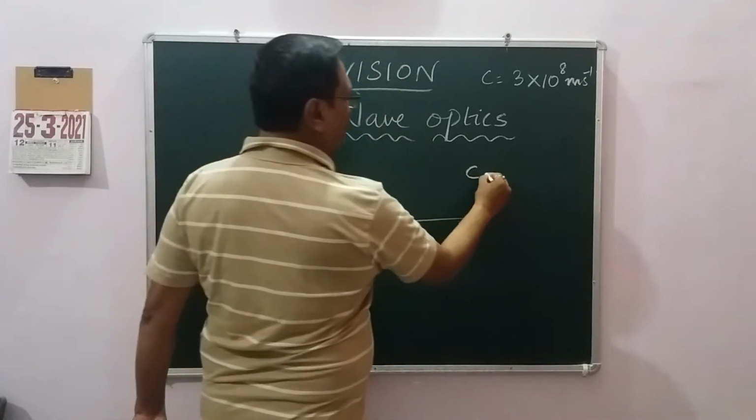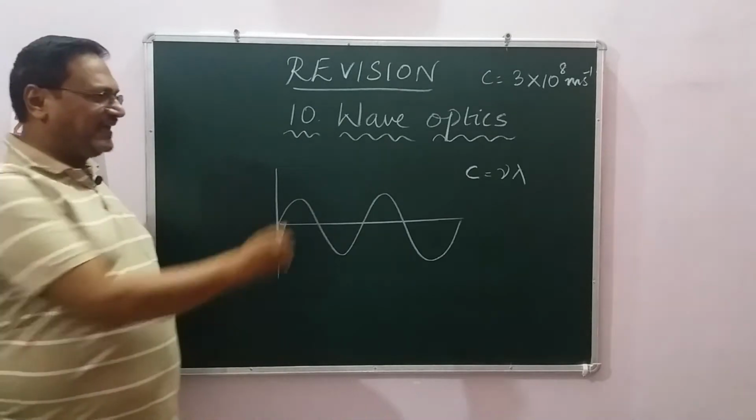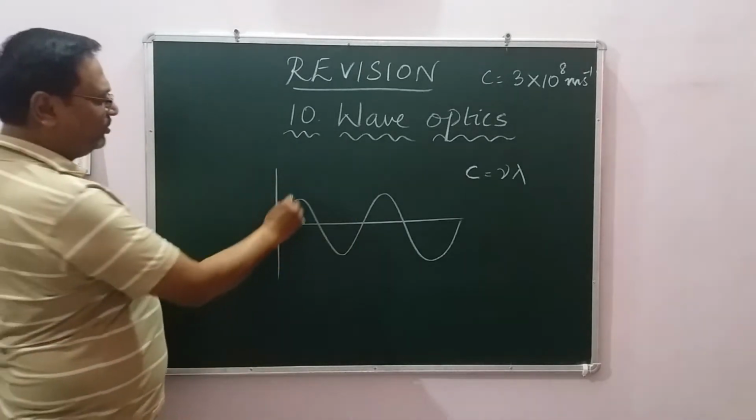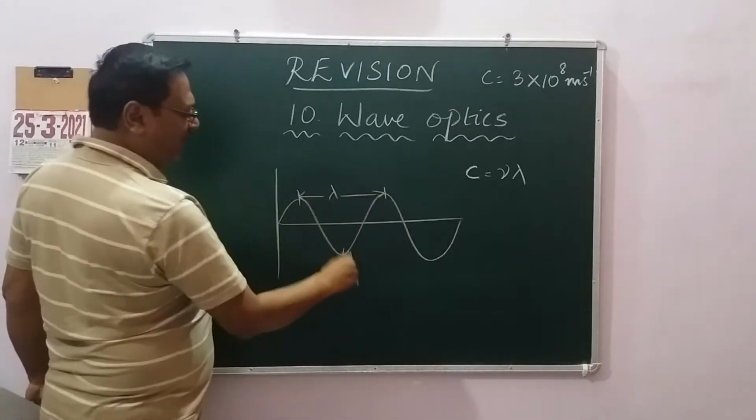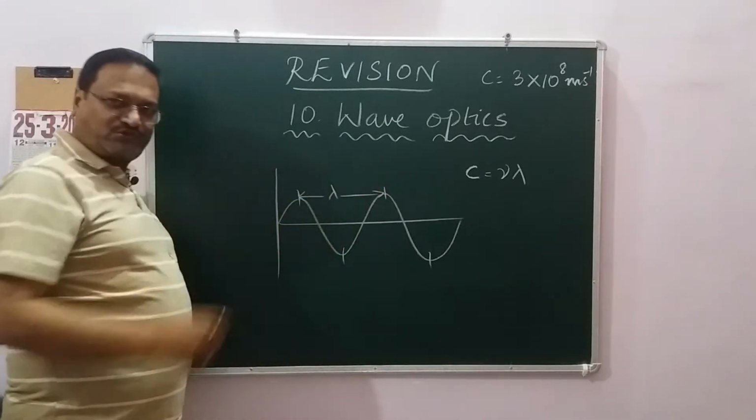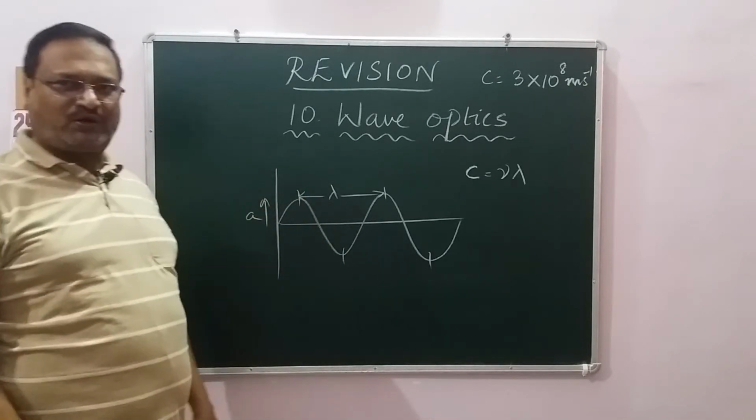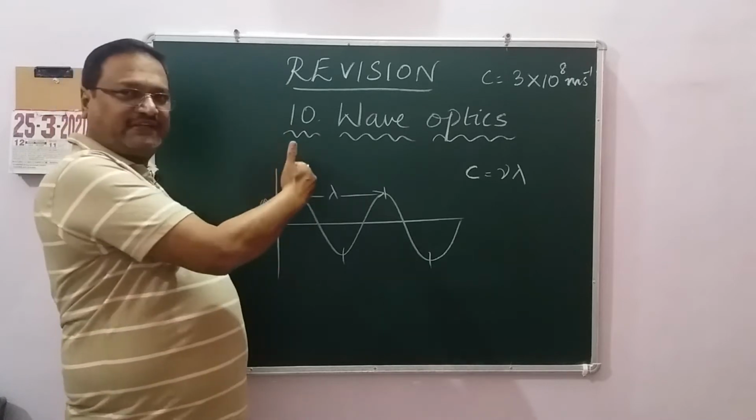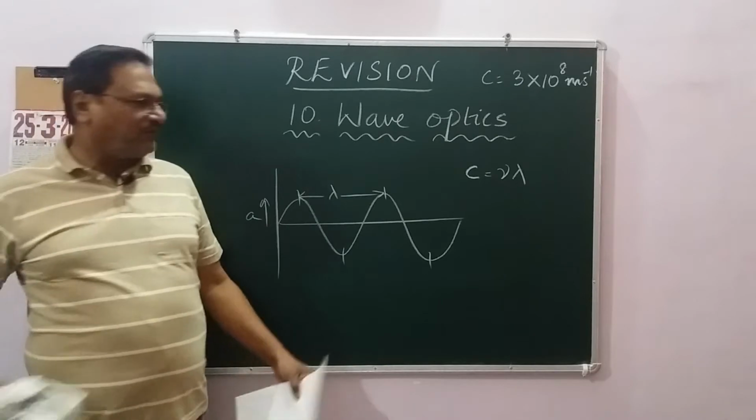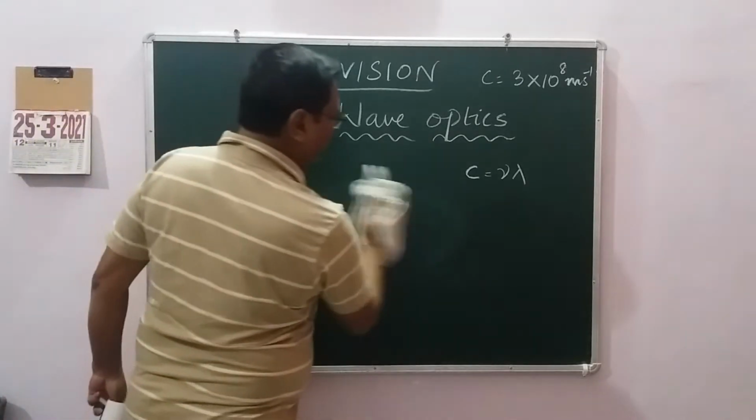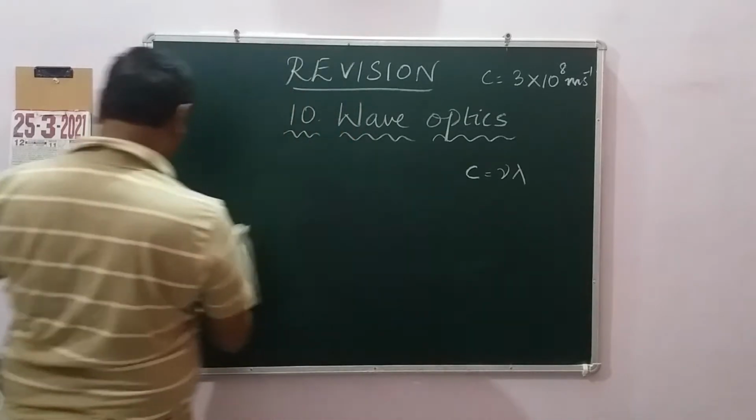Now c is equal to nu lambda, where nu is the frequency and lambda is the wavelength. You all know that wavelength is the distance between two successive crests or two successive troughs. Okay, so this is the amplitude which we are going to take, and we are going to talk about how far, how high that is going to be, that decides the amplitude. Okay, now we know the first formula, that c is equal to nu lambda.